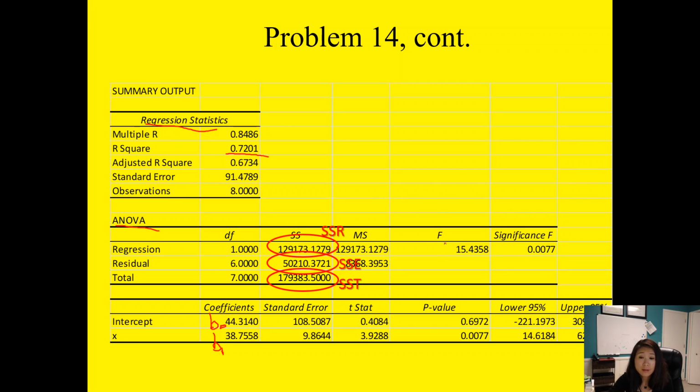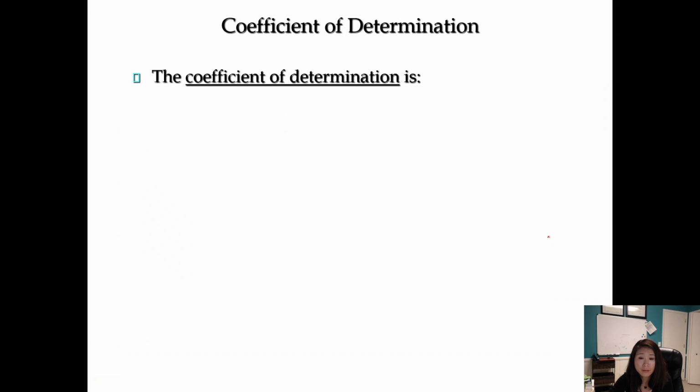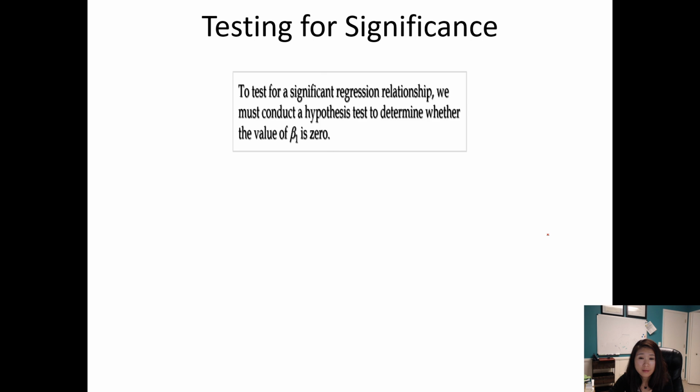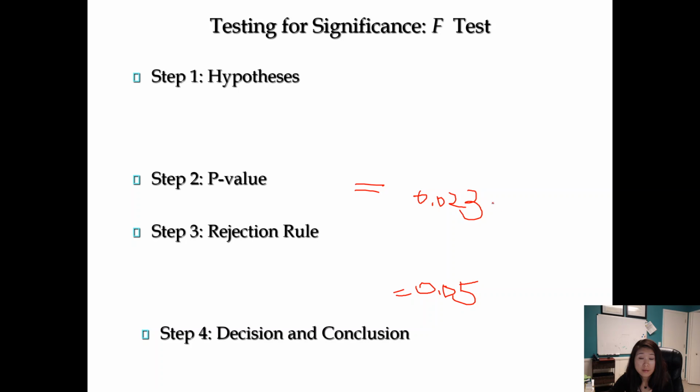We won't use it. The p-value we're going to use to do the hypothesis testing is under the column called significance F. So the significance F in this case is 0.0077. So this is the p-value. Now if you think about our 4 steps, we got the p-value 0.0077. Will you reject H0? Of course, it is smaller than 0.05. You're going to reject. So then your conclusion will be the year and the share have a significant relationship.